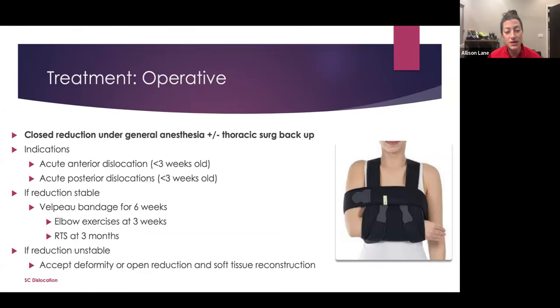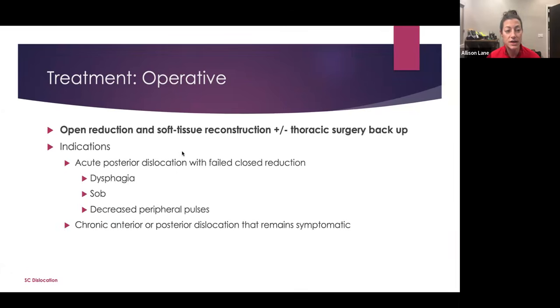If that reduction is unstable, either the person's going to say, all right, I'm going to have this weird deformity, or they can go in and do an open reduction and soft tissue reconstruction. So that's the next method. In addition, this can be used for an acute posterior dislocation, or with failed reduction, or an anterior dislocation that remains symptomatic, especially people with persistent dysphagia, shortness of breath, or obviously decreased peripheral pulses because it's putting some pressure on the vasculature.